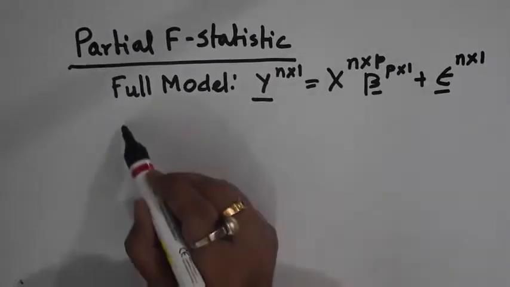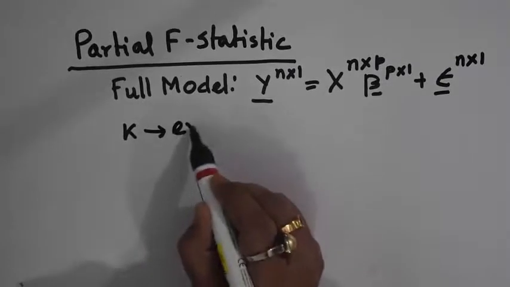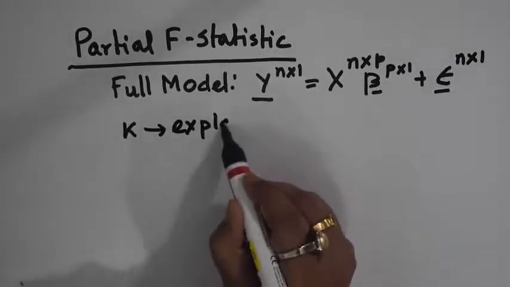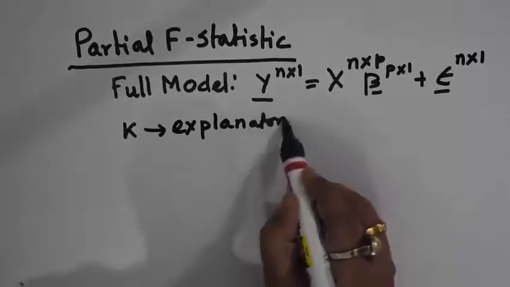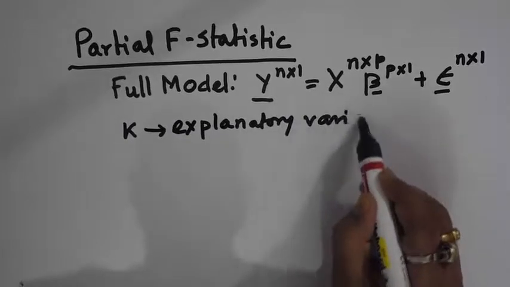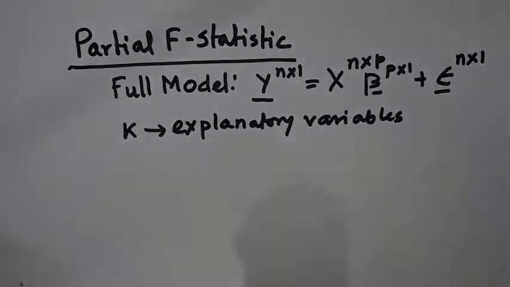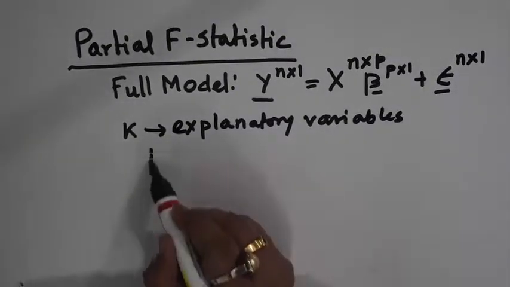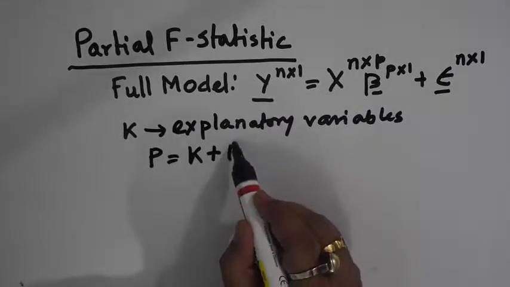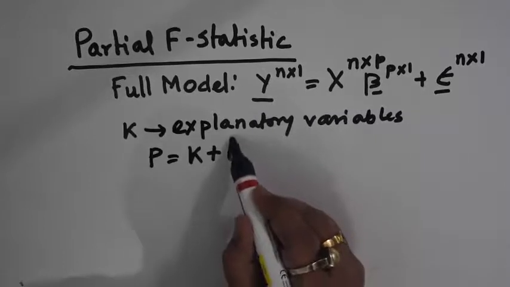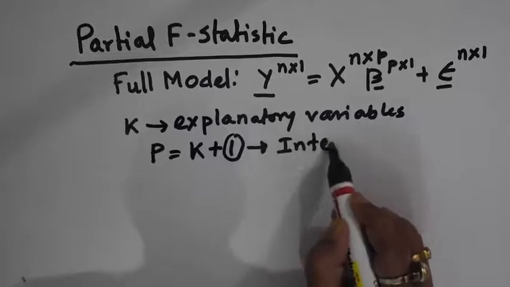Suppose we have k explanatory variables, then p equals k plus 1, where this one is for the intercept term.